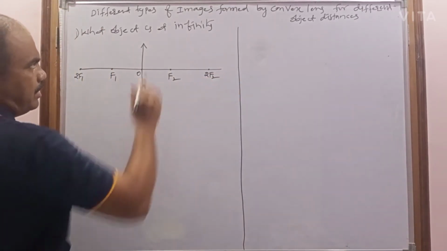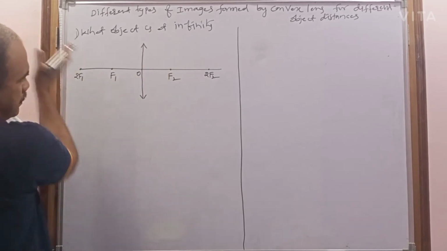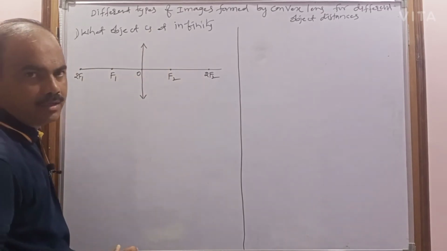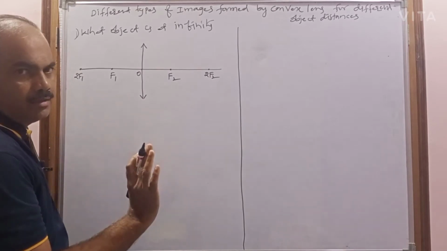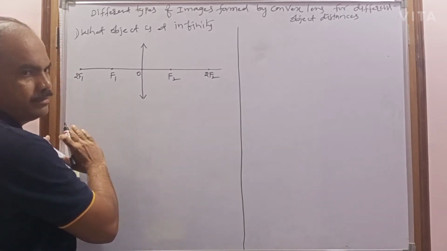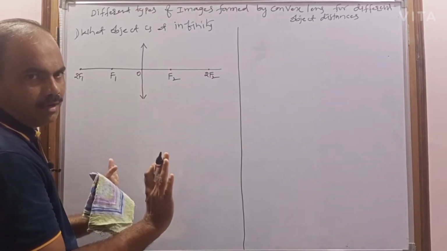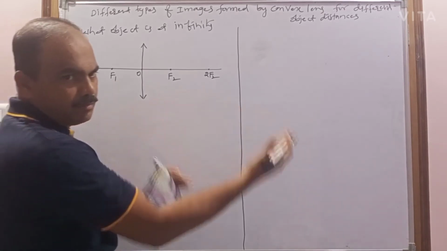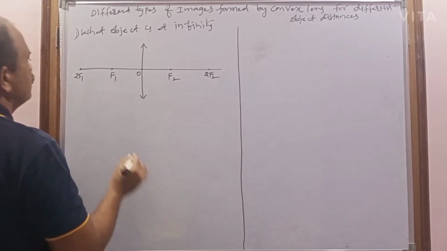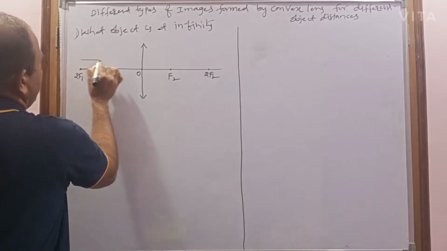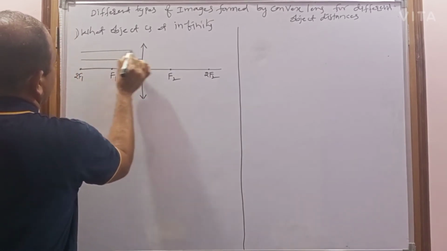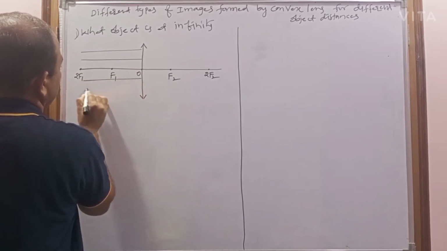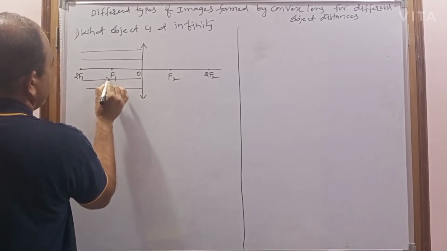Now I am taking the case when the object is at infinity. Consider the object on this side is at infinity. While drawing the ray diagram, it is better to take the object on the left side, and then the image can be formed on the right side. So when the object is at infinity, the incident rays are parallel to the principal axis.